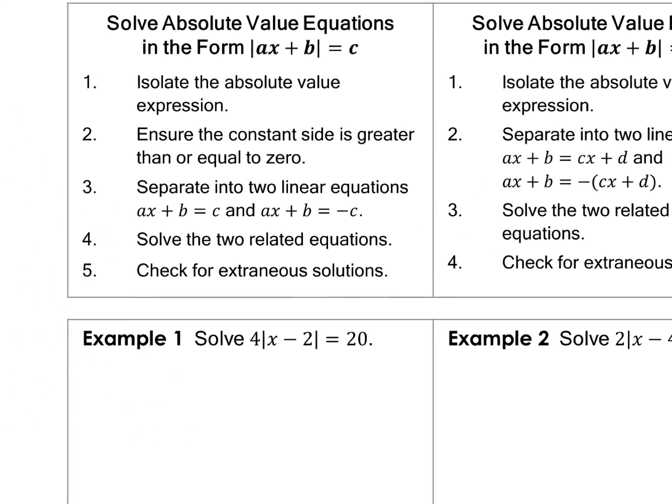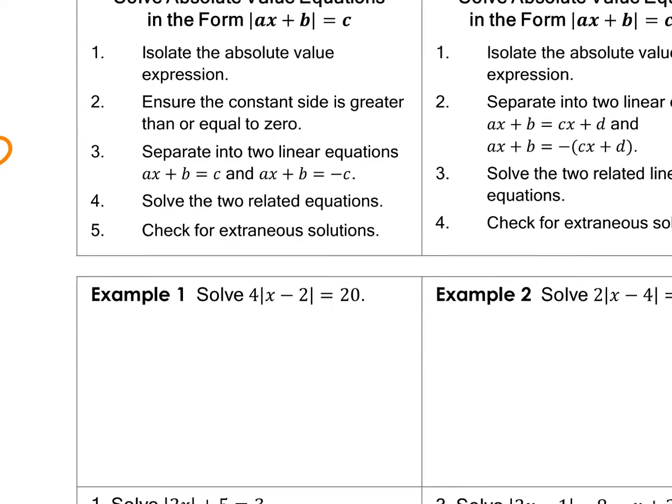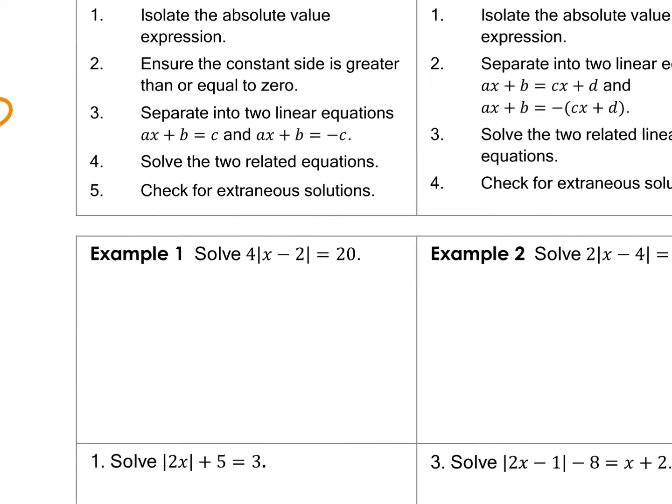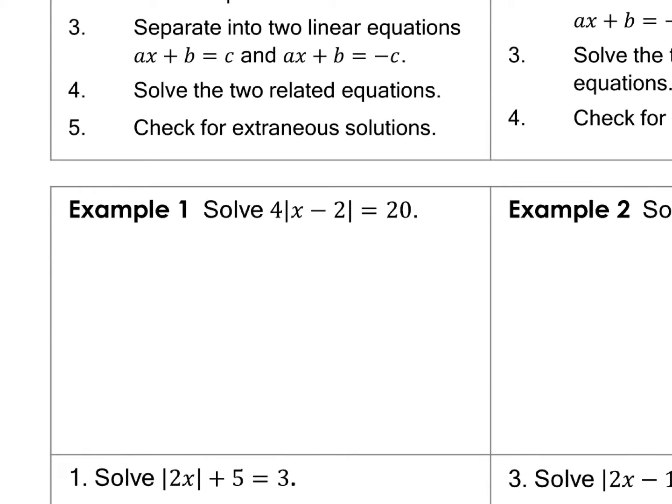Okay? So let's follow our steps. Isolate the absolute value. So on example 1, there's a 4 in front. We need to divide that first. We can't have anything outside the absolute value bars. So that gives us absolute value of x minus 2 equals 5. Now we're going to separate it. Since it does equal a positive number, this is good. We're going to separate it to two equations.